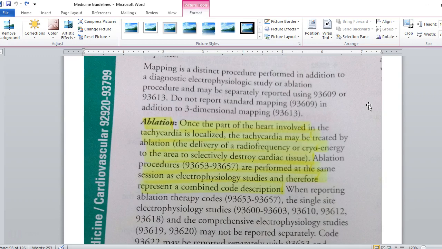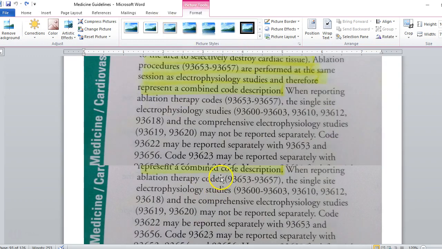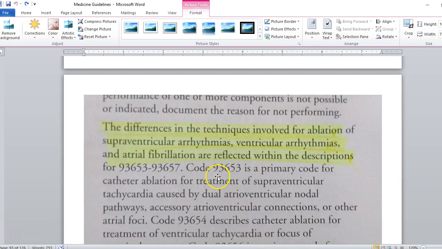Ablation procedures are performed at the same time as electrophysiology studies and therefore represent a combined code description. So again, the biggest thing here is usually we're doing it all at the same time. We're inducing, we're mapping, we're ablating, okay? Same session. Now there's one little part I want to show you guys down here.